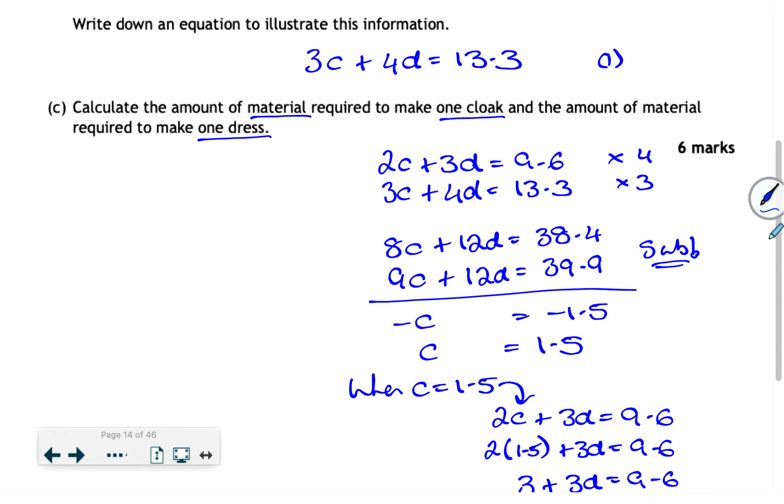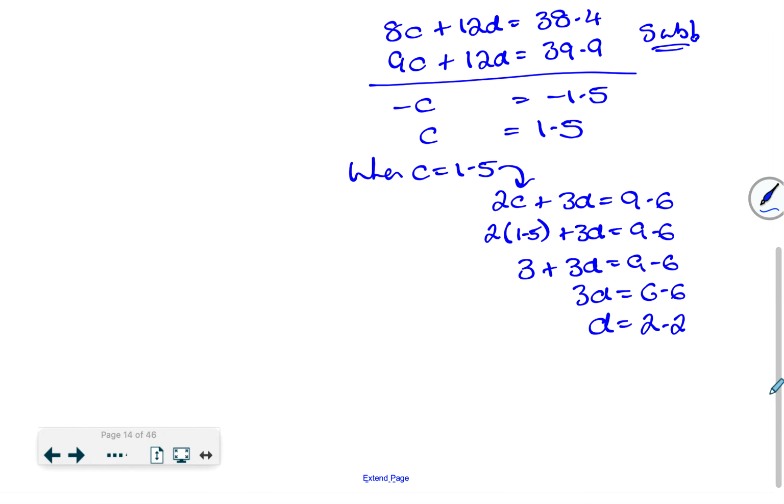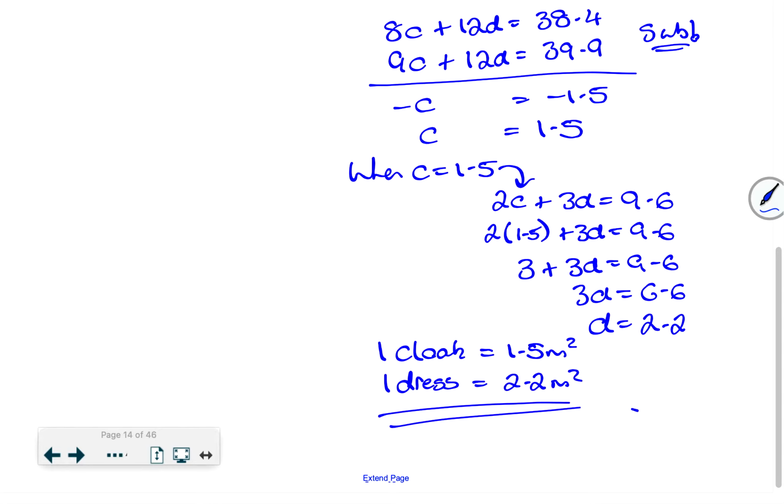We want to know the area of material required. So we can't just say that C is 1.5 square metres. What does C represent? C represents the cloaks and D represents the dresses. So I can say that one cloak equals 1.5 square metres and 1 dress is equal to 2.2 square metres. That's it. That's all you need to do.